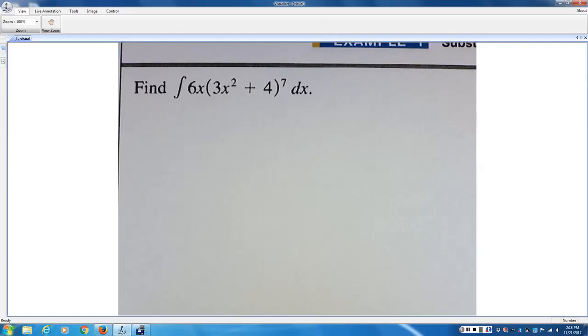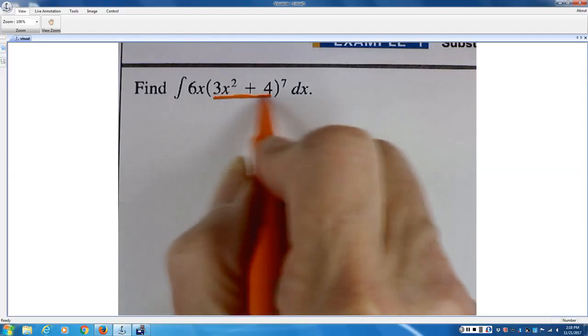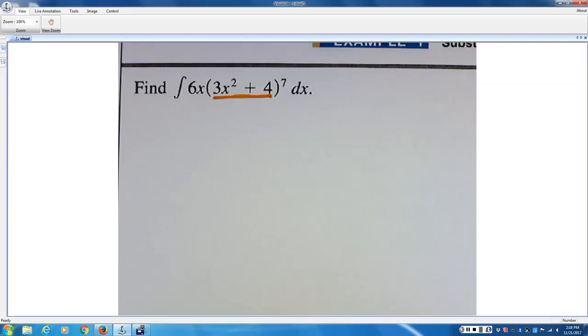So here's an example of what if you don't have everything you need. Find the integral of 6x times the quantity 3x squared plus 4 raised to the 7th power. What would you consider the inside function here to be? Yeah, it kind of jumps out at you. It's actually easier to recognize these for the most part in integration than it was when you were doing chain rule. So this is your u function. This is the function that's actually being worked on.